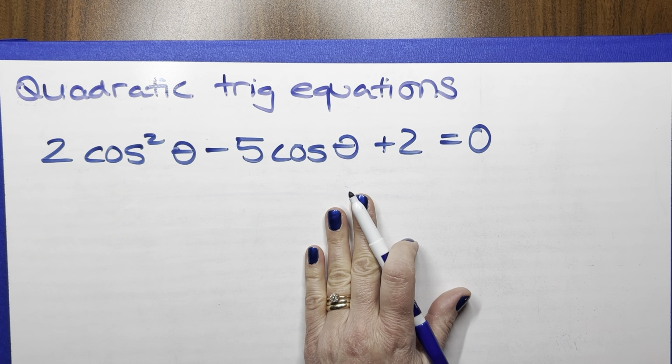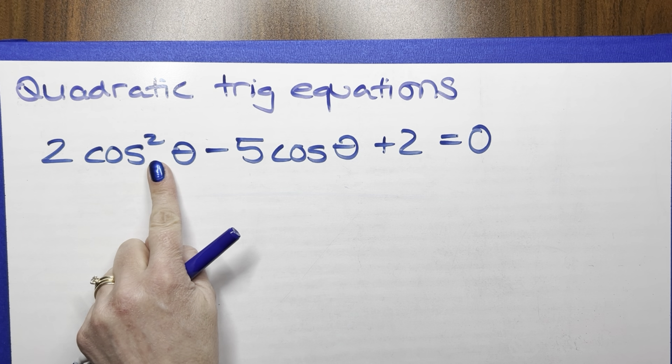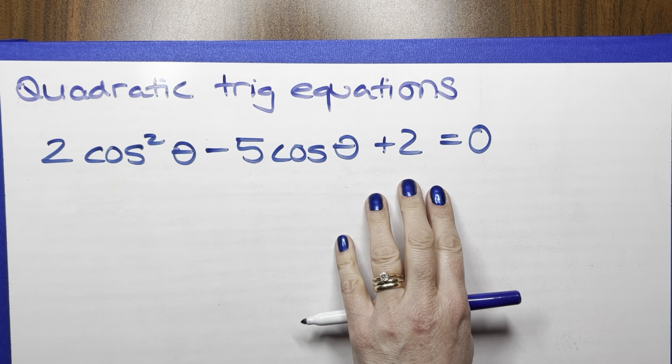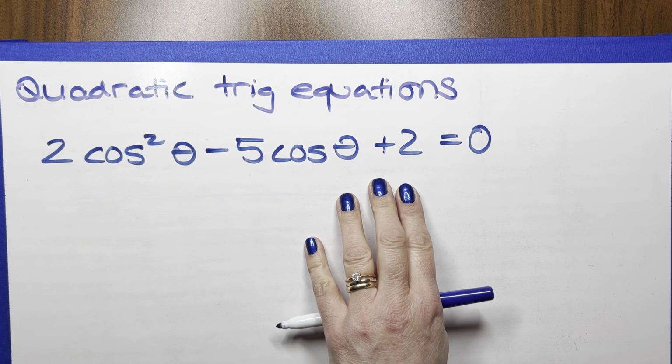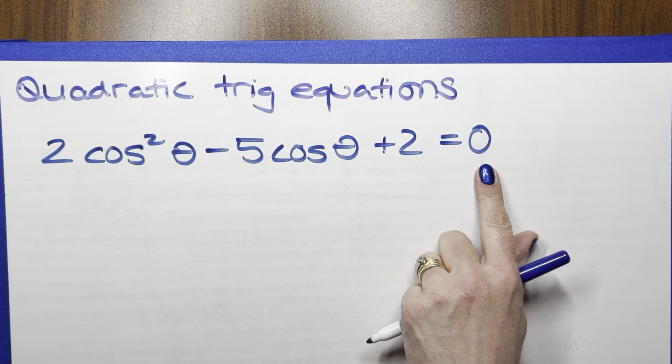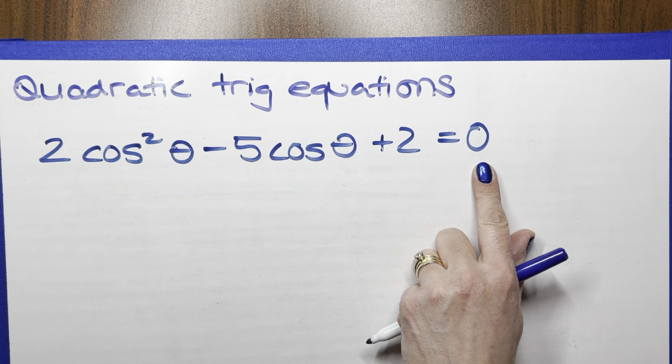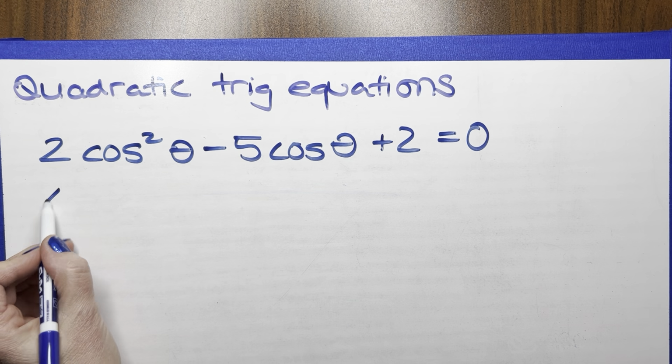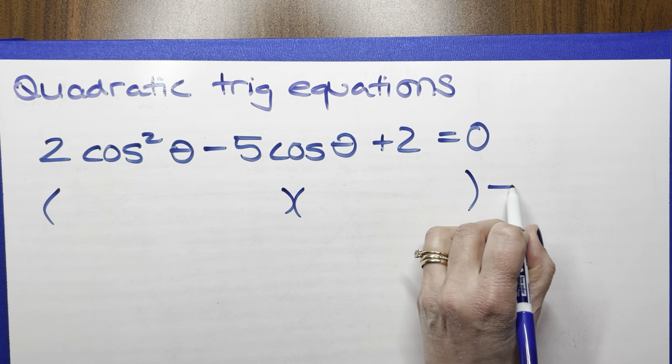So we already are in good shape because we know it's a quadratic because it's squared, and our whole quadratic has decreasing values for our exponents, and it's already set equal to 0. So we are going to go ahead and factor this.